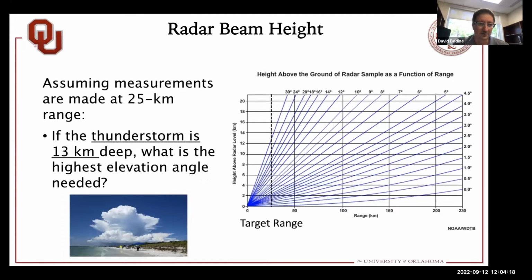For the thunderstorm case, if we're scanning 13 kilometers, the elevation angle will need to be quite a bit higher. We need to be able to scan to 13 kilometers above ground level, so we need to be able to scan up to 30 degrees. Here we have to cover many more elevation angles in order to observe the thunderstorm.